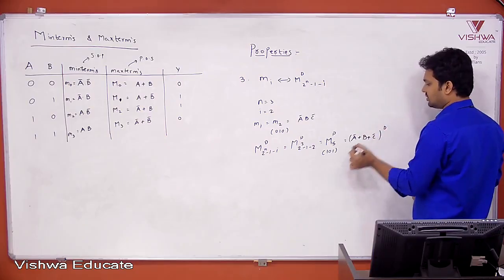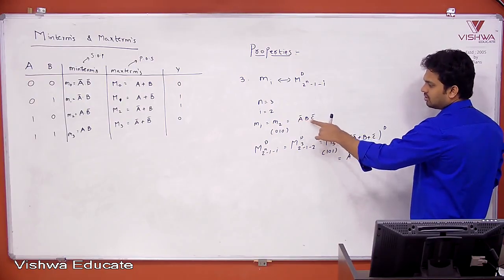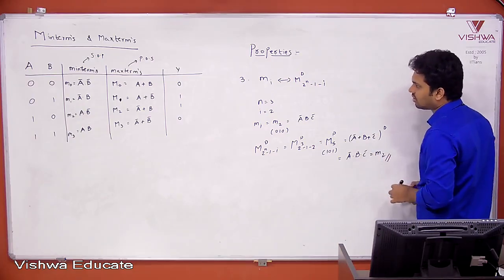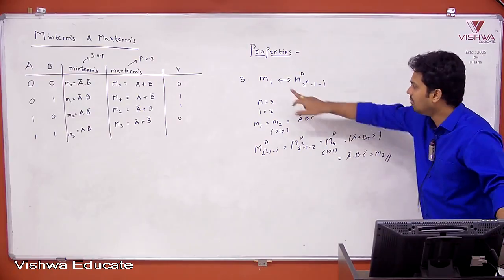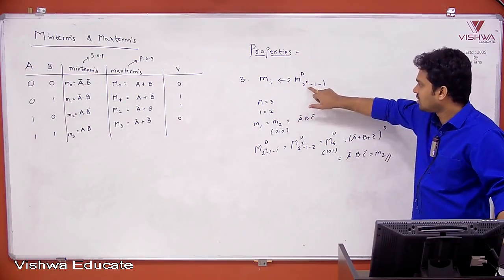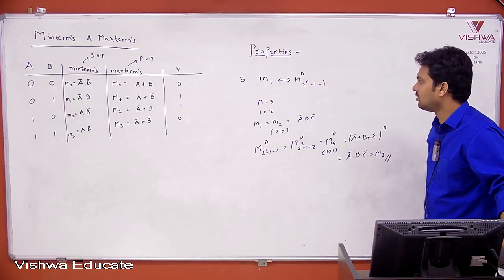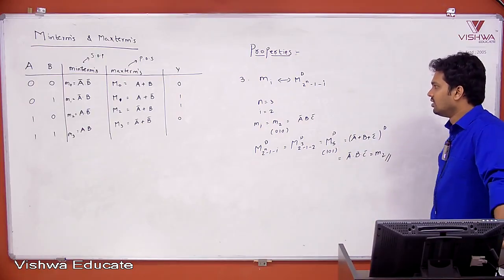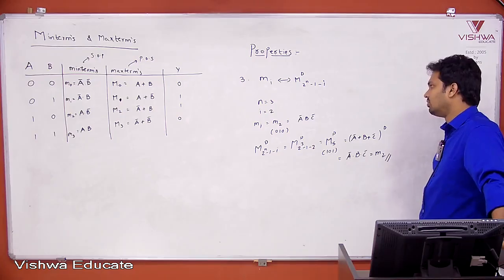Take dual of this function: A bar into B into C bar. Is it same as the A bar into B into C bar min term 2 or not? So this relation is always satisfied. What is the relation that will always be satisfied? Min term i and max term 2 power n minus 1 minus i dual, both are same. It is vice versa also. You can take dual on the other side also, you will get this. So min term i and max term 2 power n minus 1 minus i are always dual to each other.